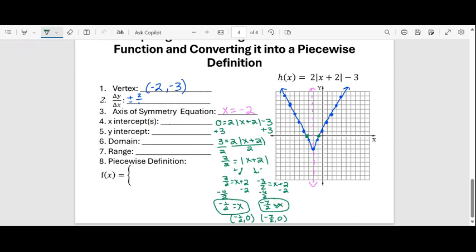My pen's dragging a little bit. Let me fix that. Sorry. Negative 7 halves comma 0, or negative 1 half comma 0.